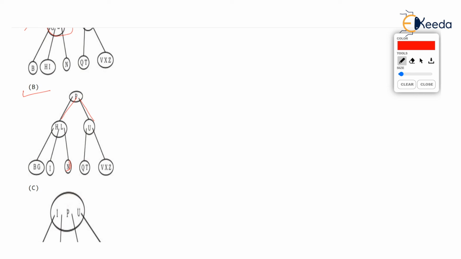So after watching this P at the root, we understood that the third key should be the median, because at this level, we get four keys and P is the third key. So the third key was propagated up. So from here also, at the bottom level also, the third key should be propagated up. You can try this. B is the correct option.